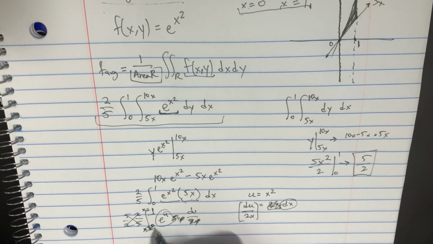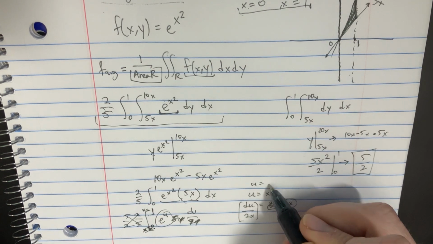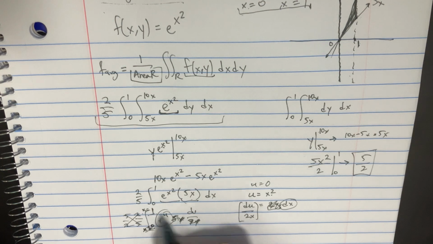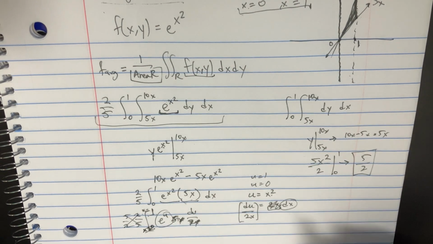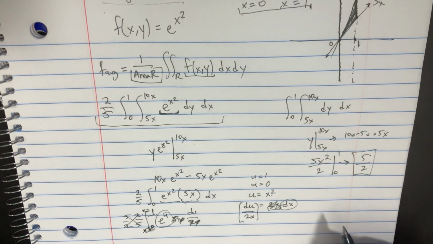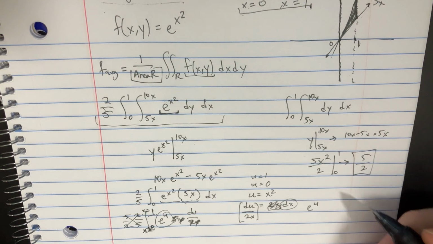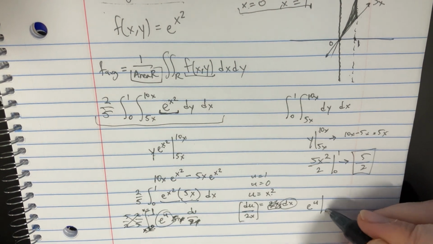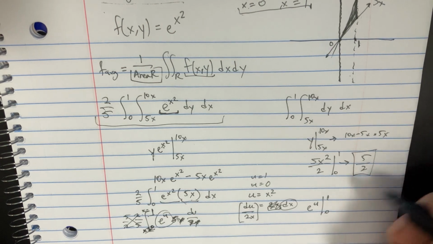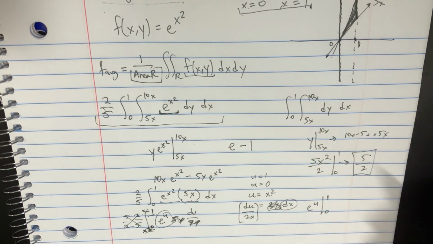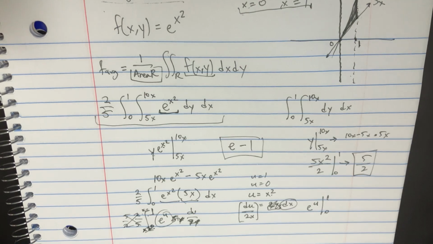So if x equals 0, u equals 0. And if x equals 1, u equals 1. So it's the same integration limits. So we're just basically taking the integral of e to the u, which is just e to the u, and then we're just going to go 0 to 1, which means that it's basically e minus 1 as the answer.